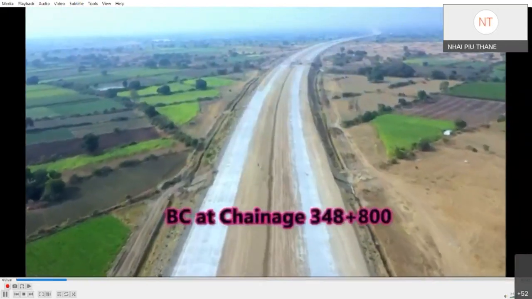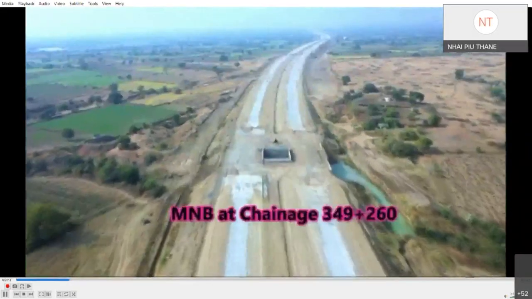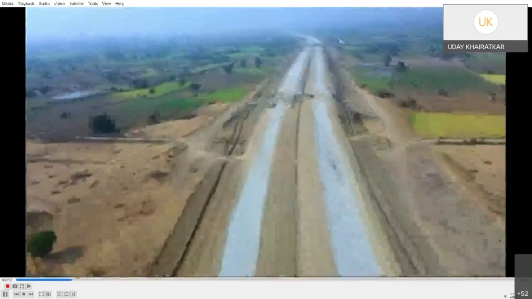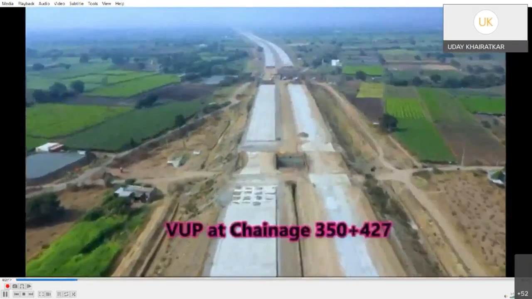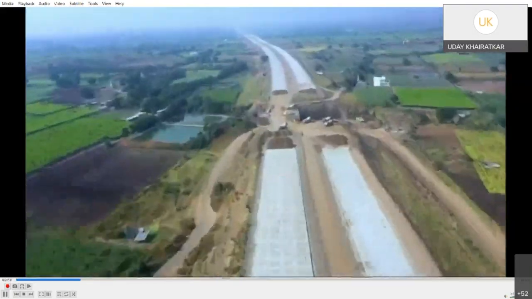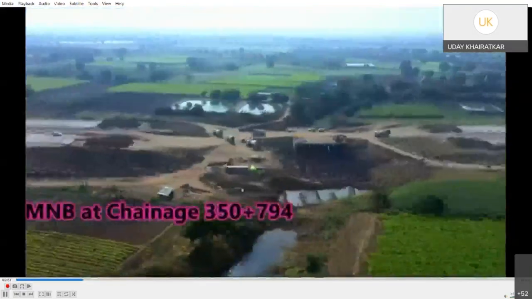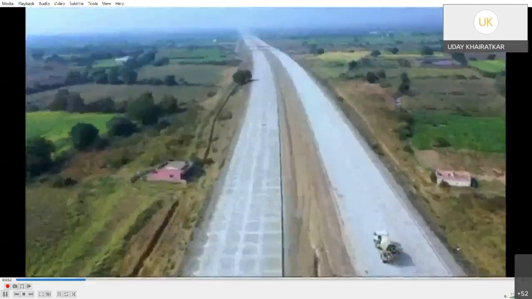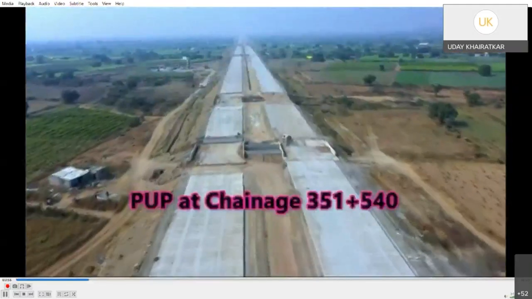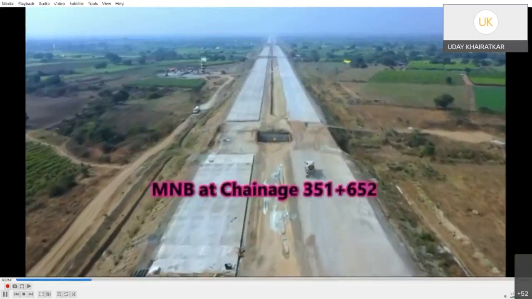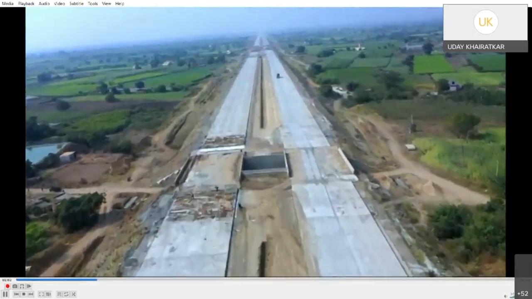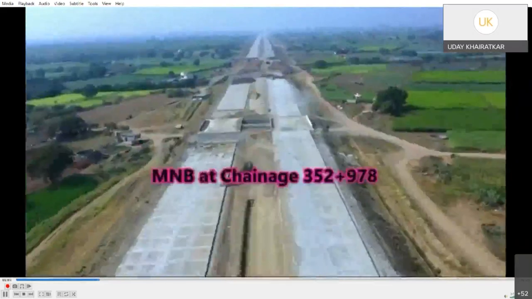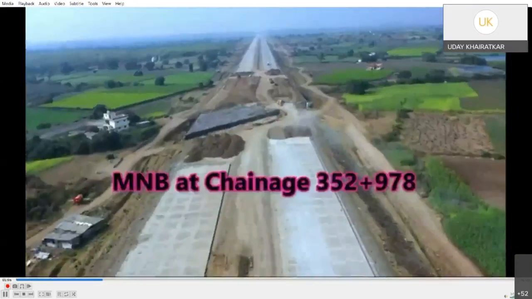This is Samruddhi Mahamarga, the expressway corridor between Nagpur and Mumbai, presently in progress. This video is of package 8, where the present progress is almost 75-80%. As you can see, the way the drone has been used to capture the locations and the progress is visible, and very easily we can monitor the progress.